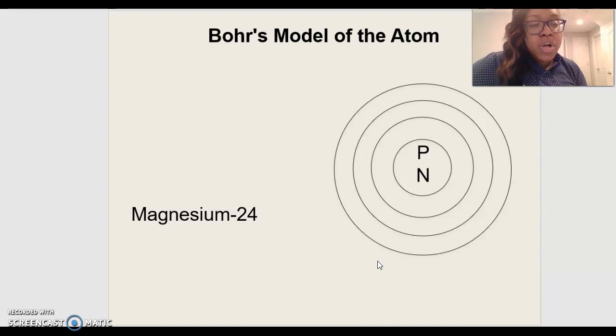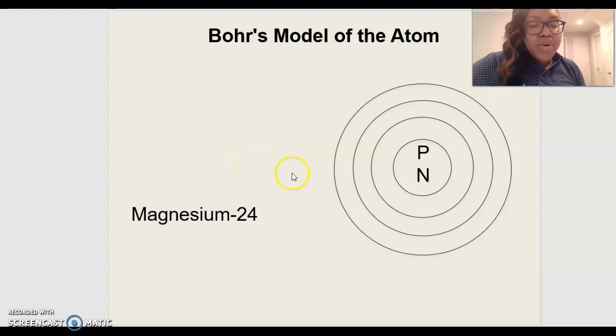Now, with the more current illustrations of an atom, we know that electrons do not have a direct pathway that circulates around the nucleus, but more of a cloud that the electrons occupy. But in the meantime, let's go over the illustration that was created by Niels Bohr.